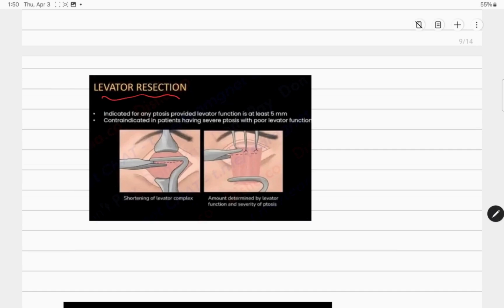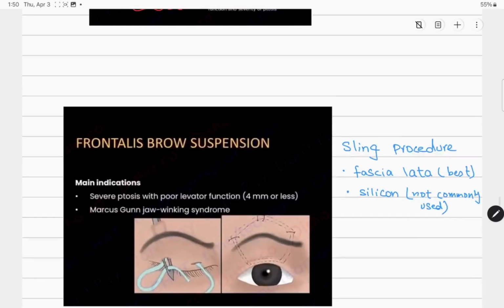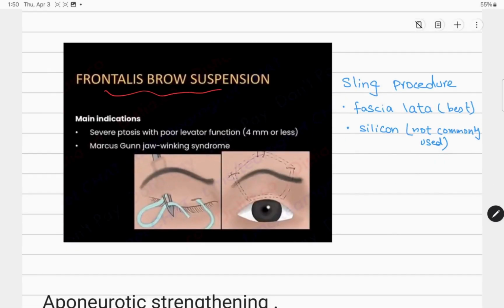The other is levator resection. If the ptosis is due to the levator LPS muscle, we go for resection of the levator muscle. In this case, as you can see, it is contraindicated in some patients. There must be 5 mm of LPS function, as we discussed earlier, meaning it can move the eyelid at least 5 millimeters. In this case, we go for shortening of the levator complex, as you can see in the picture.